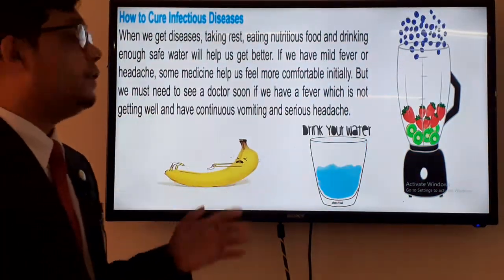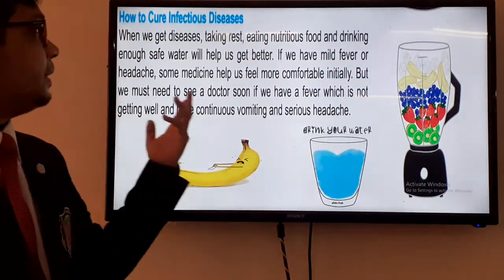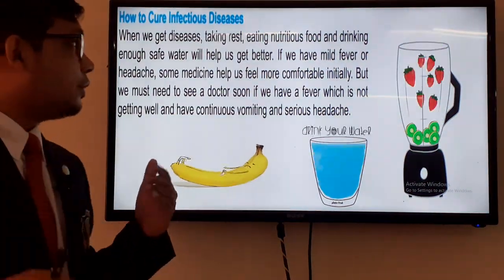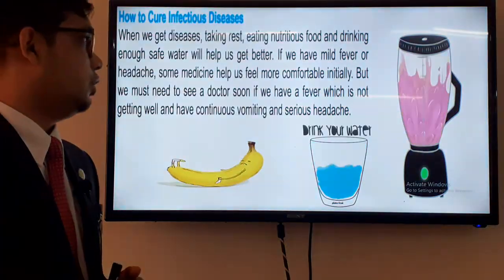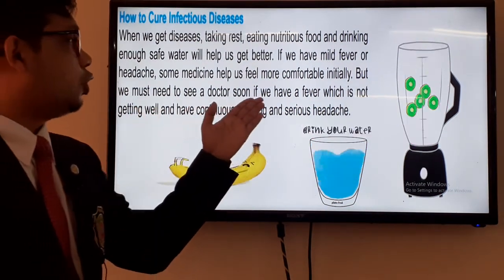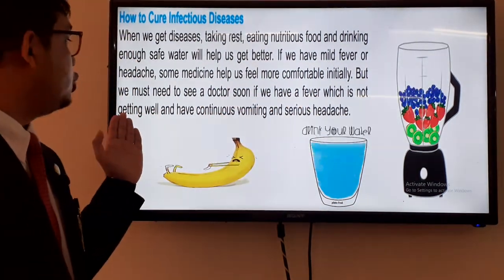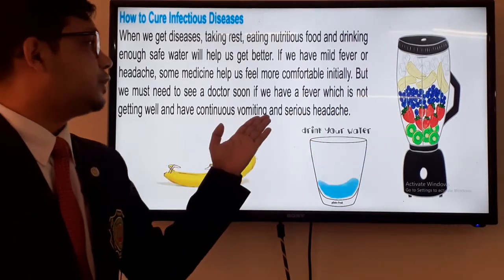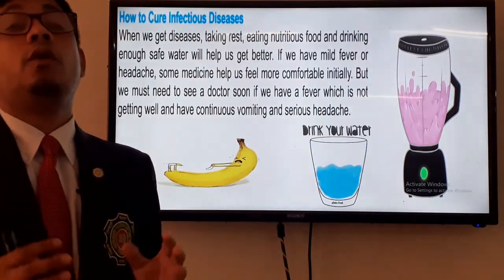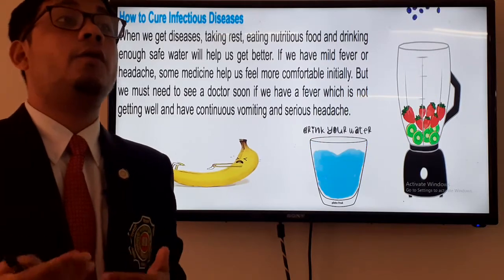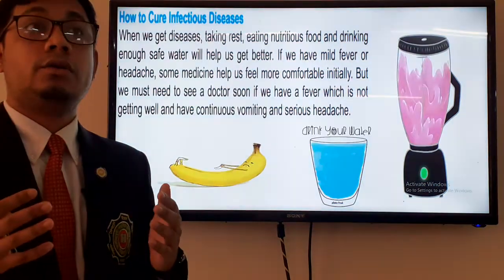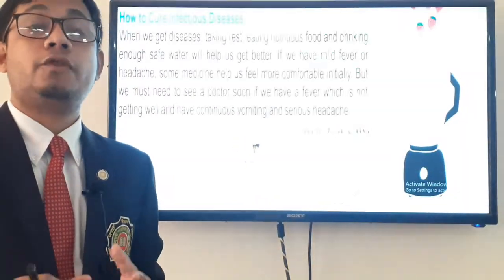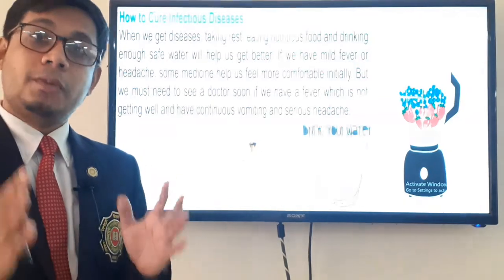Okay, if we have a mild fever or headache, then some medicine helps us feel more comfortable initially, but if our condition is worsening or deteriorating, we must see a doctor. We must see a doctor soon if we have a fever which is not getting well, continuous vomiting and a serious headache. If you are suffering from continuous headache or vomiting, or the temperature of your body is not lessening, you must see a doctor.